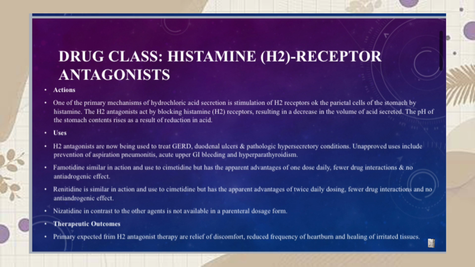Uses: the H2 antagonists cimetidine, ranitidine, nizatidine, and famotidine are now being used to treat GERD, duodenal ulcers, and pathologic hypersecretory conditions such as Zollinger-Ellison syndrome, and for the prevention and treatment of stress ulcers in critically ill patients. Unapproved uses include prevention of aspiration pneumonitis, acute upper GI bleeding, and hyperparathyroidism.